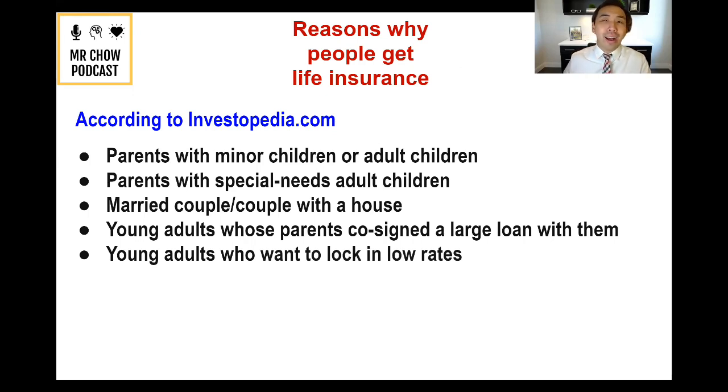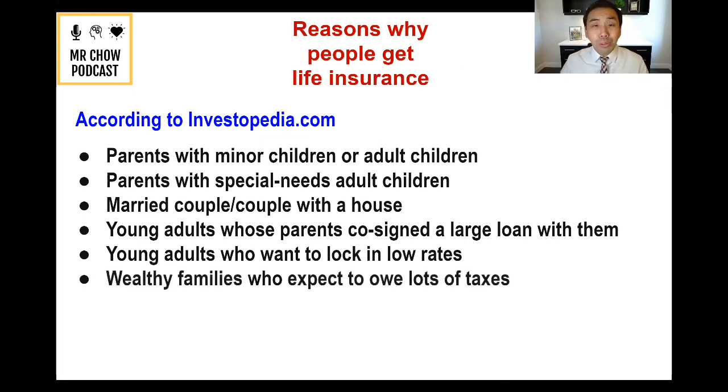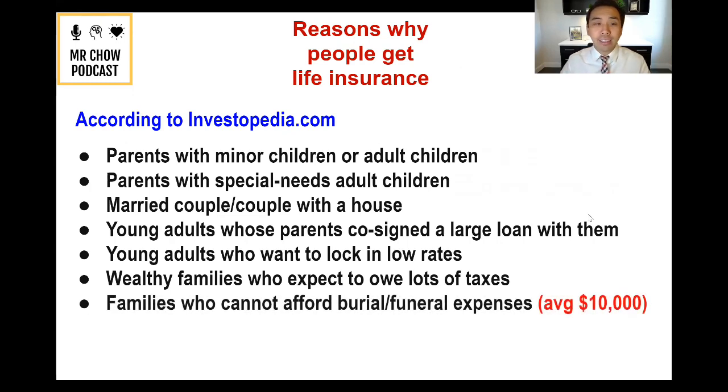So if you're super young and you want to lock in an amazing cheap rate for the rest of your life and/or a term, like a period of time, then you can do that at a young age. Wealthy families who expect to owe a lot of taxes, so that could help pay for the taxes. Families who can't afford burial or funeral expenses.